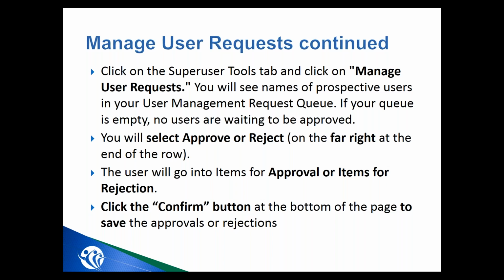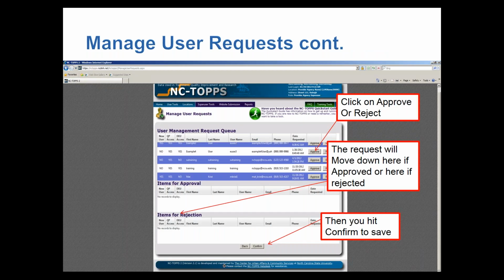Then you will see names of prospective users in your user management request queue. If your queue is empty, you have no users that are waiting to be approved. If it's not, you will see a list of users, and you will select approve or reject on the far right end of the row. And the user will go either into items for approval or rejection. And so I'll go ahead and start looking at this and show you the screenshot.